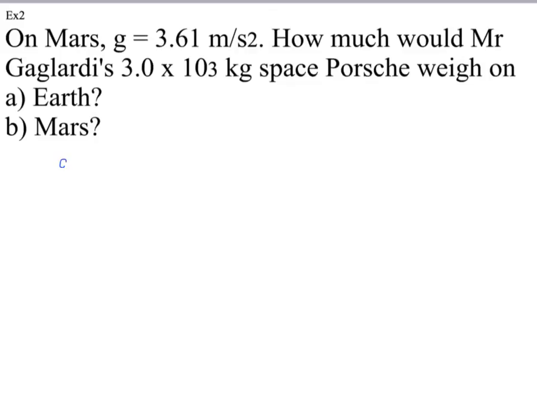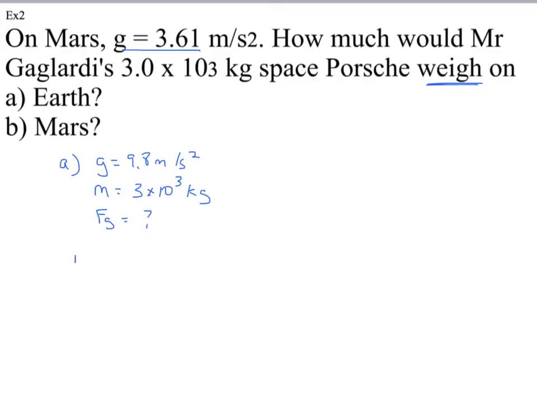Nice, so let's check out Earth first. On Earth, we know little g is 9.8 meters per second squared. We're going to ignore this 3.61 number; we're not going to use that until we get to Mars. We know the mass of the object, 3 times 10 to the 3 kilograms. What we're going to look for is Fg. Remember, that's its weight. So anytime it says that something weighs this much, or how much does it weigh, that's what we're talking about.